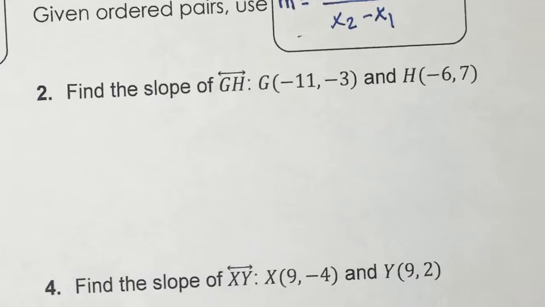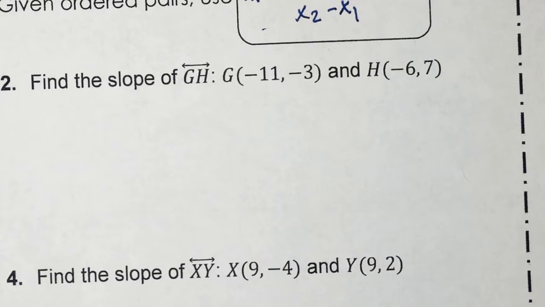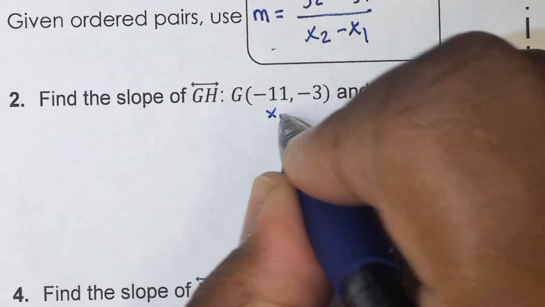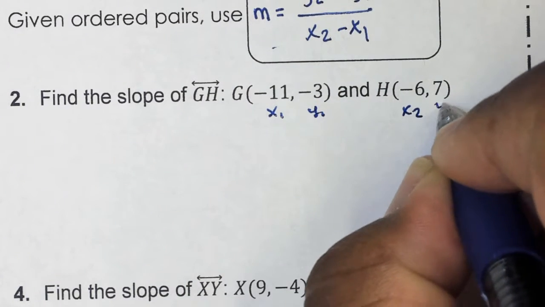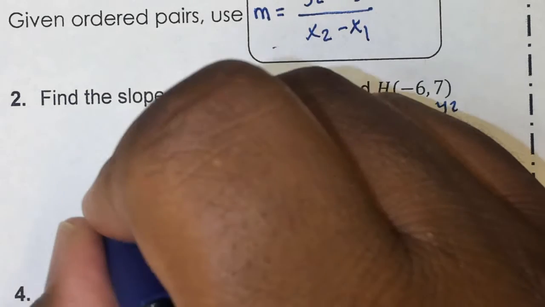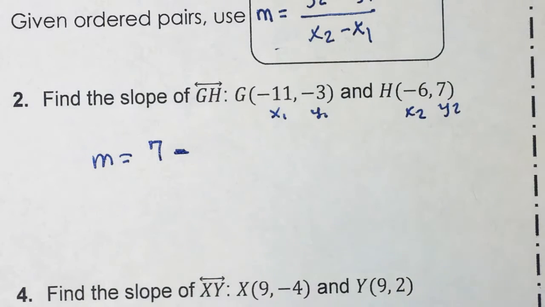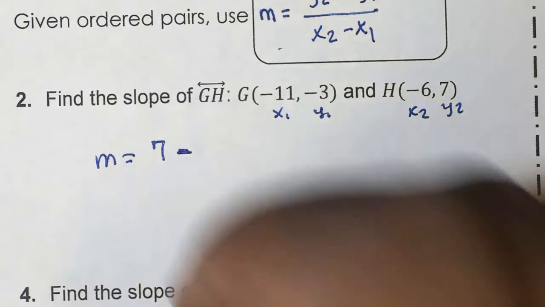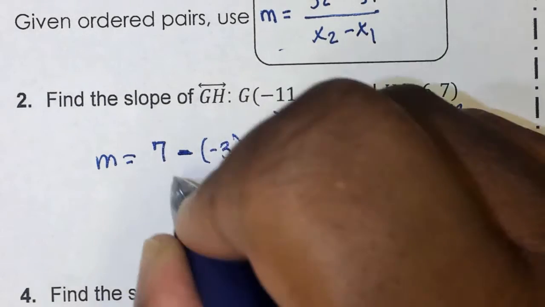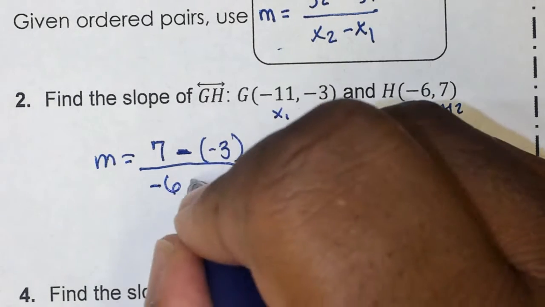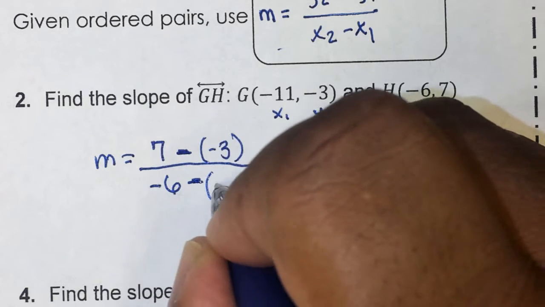Number 2. This one says find the slope of line GH. If G is at 11, negative 3, H is at negative 6, 7. We're going to use slope formula. Label first x1, y1, x2, y2, and then put your stuff in the slope formula. M equals y2 first, so that's 7. Minus sign is already there. 7 minus, and then my y1 is negative 3. Over, and then negative 6 for my x2, minus my x1 is 11.